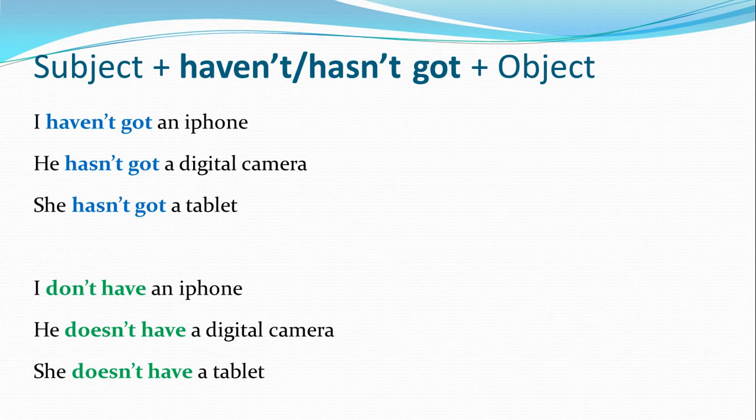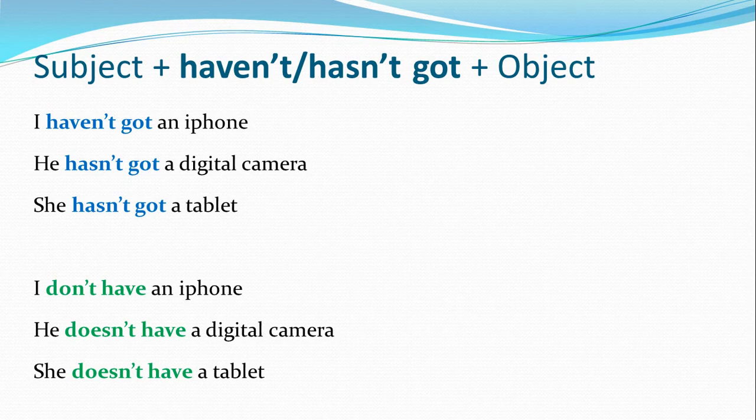So the difference, if we use have got, in negative form we just put not with the contraction there, have not. Just put have not after have or has. Have not got, but it's usually in contraction: I haven't got, he hasn't got, she hasn't got, like that.